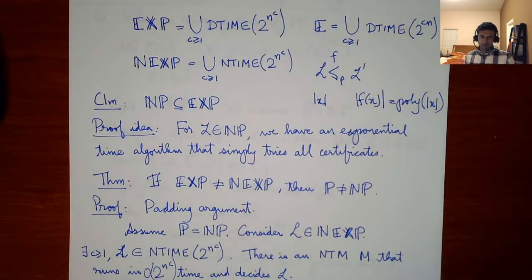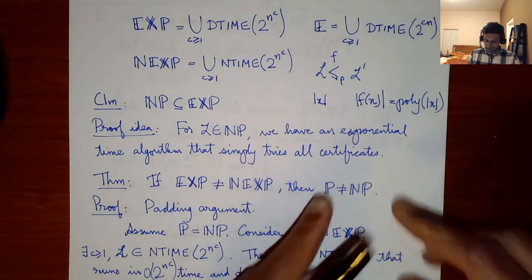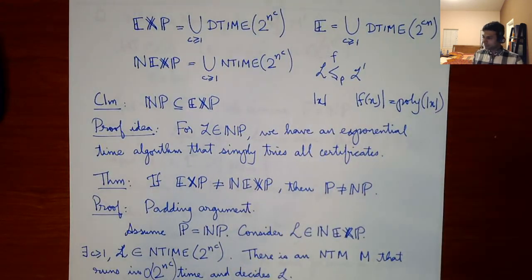Gotcha. But is there like a reverse padding kind of procedure out there? But then you're only getting lower bounds, right? You're saying if P is not equal to NP, then EXP is not... So then what you want to say is that if EXP is equal to NEXP, then P is equal to NP.